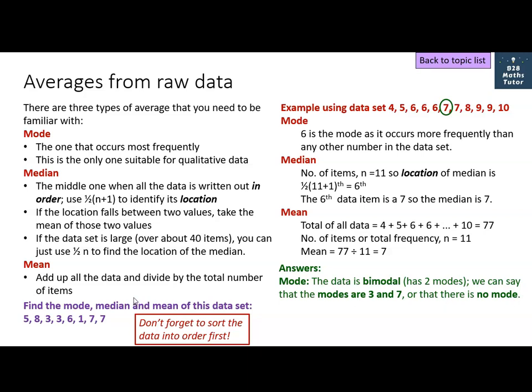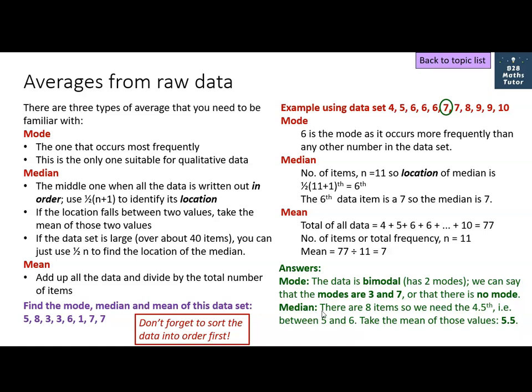For the median, if we've got them in order, there are 8 items. So we do 8 plus 1 and halve it. That gives us 4.5. So we need the 4.5 item, midway between the 4th and the 5th. Now, if you've got them in order, it goes 1, 3, 3, 5, 6. So your 4th item is the 5 and your 5th item is the 6. So we need to take the mean of 5 and 6. 5 plus 6 is 11. Divide it by 2 and you get 5.5.